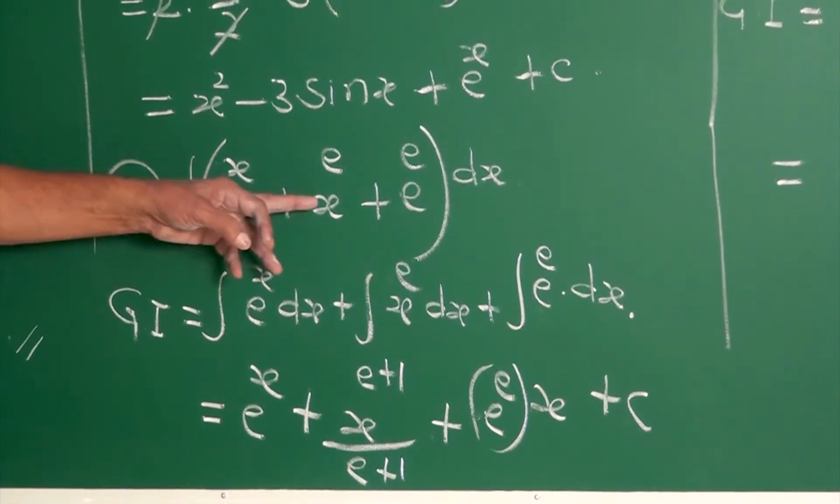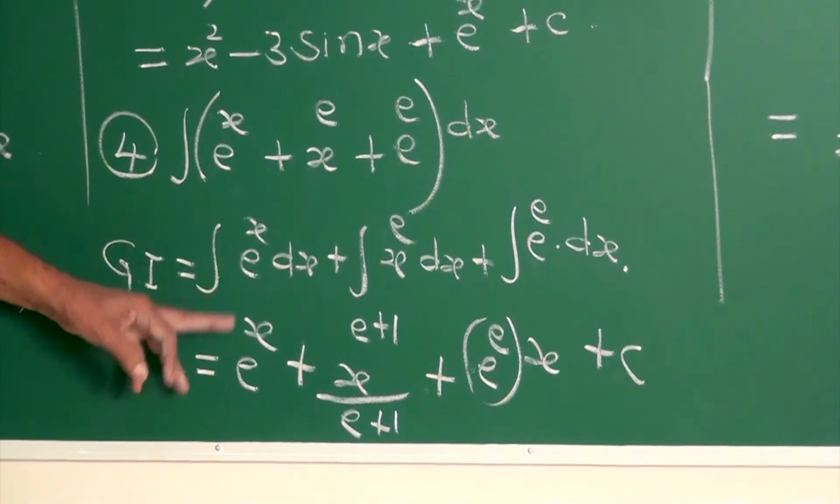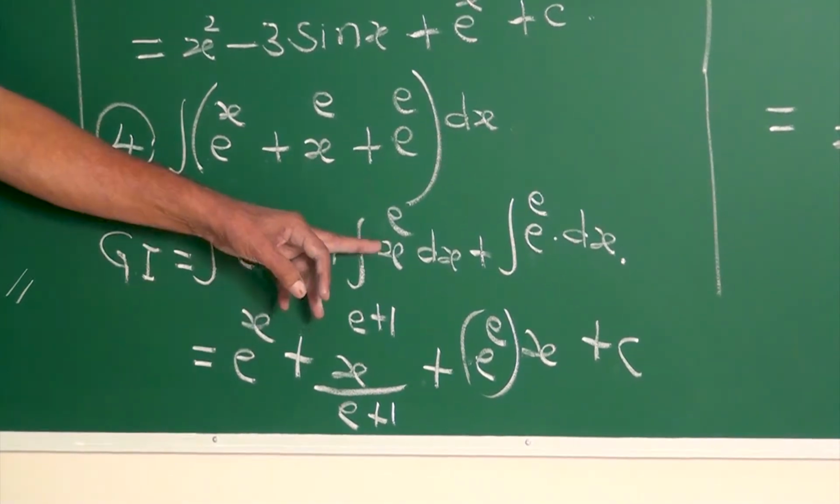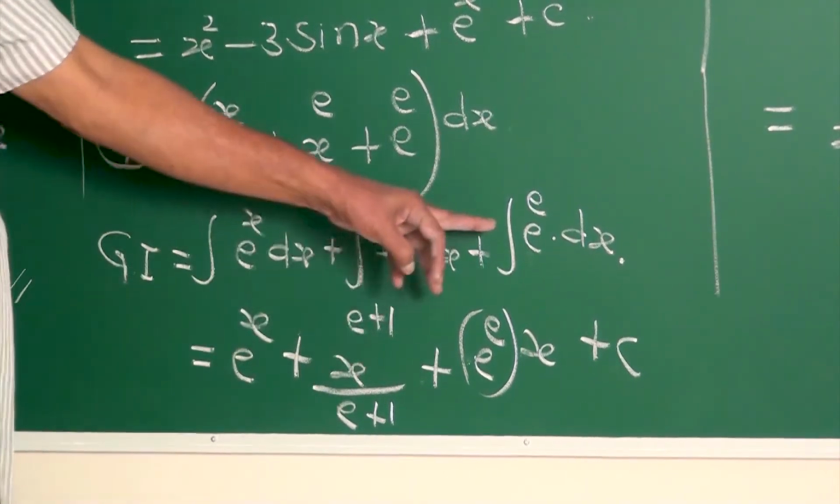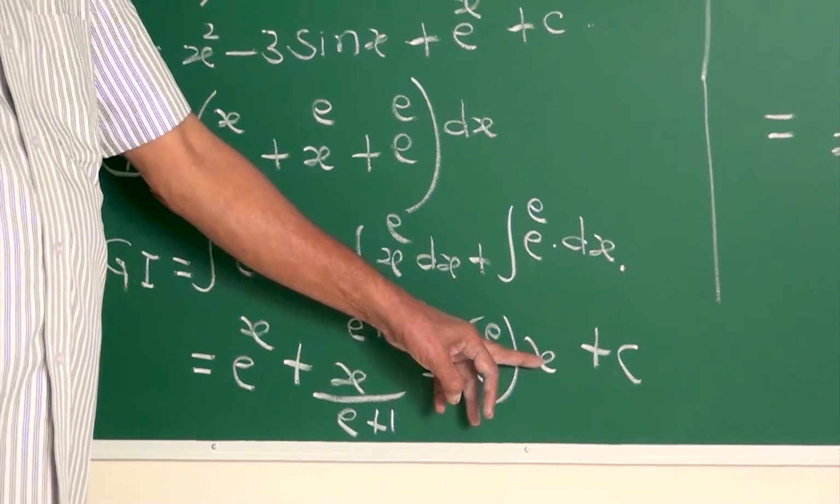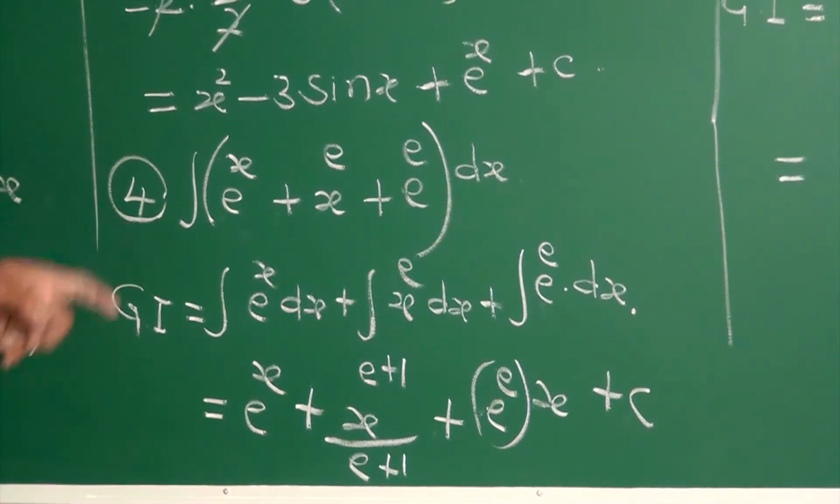I will explain once again. Integral of first plus integral of second plus integral of third: e to the power x plus x to the power n plus 1 upon n plus 1, plus k multiplied by x plus c. This is example number 4, my friends.